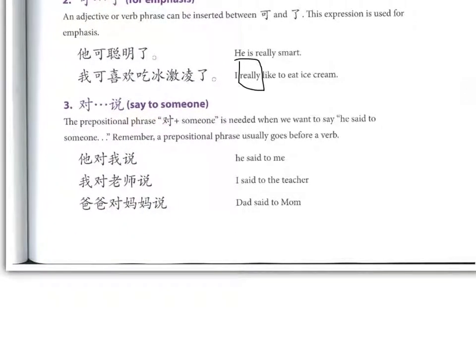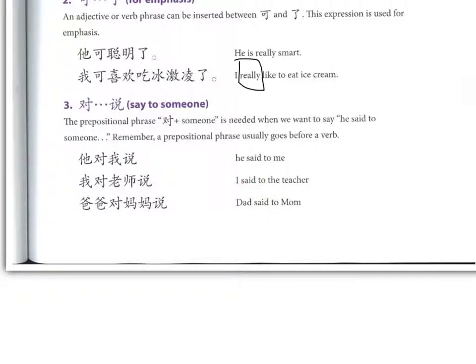In this last one, we have 对某人说. 某人 means someone. So, say to someone. Look at these English sentences right here, and you'll see very quickly what's going on. He said to me. So we have this idea of someone saying something to me. Look at this one: I said to the teacher, or Dad said to Mom. So said to, said to, said to.